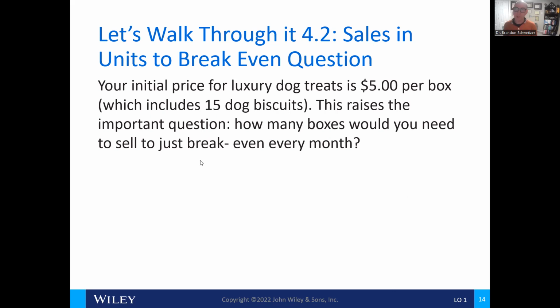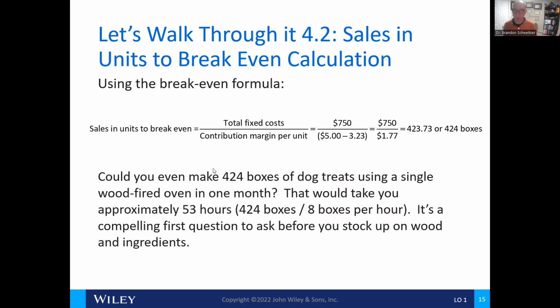So, how many boxes would we need to sell in order to break even every month? We take the total fixed costs of $750 and divide that by the contribution margin per unit. To find the contribution margin per unit, we take the sales price minus variable costs, which in this example is $5 minus $3.23, or $1.77. $750 divided by $1.77 means we need to sell 423.73 boxes, or rounding up, 424 boxes.